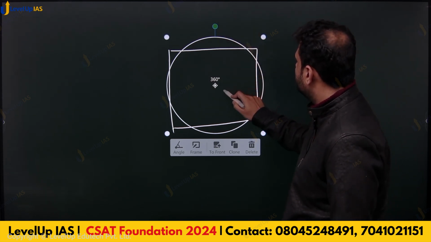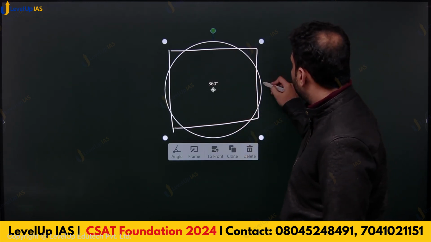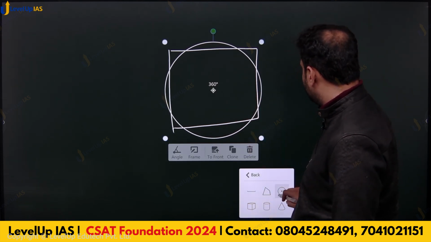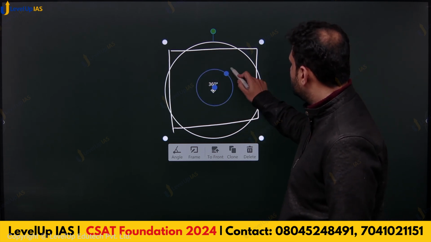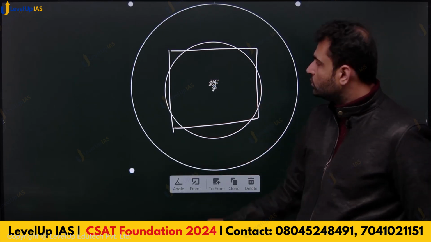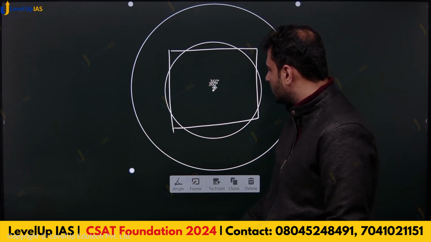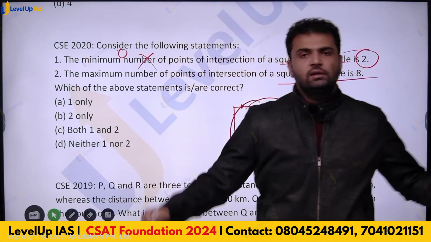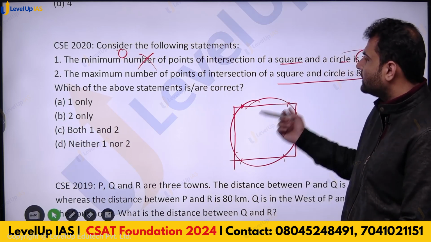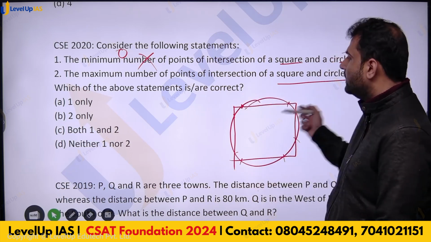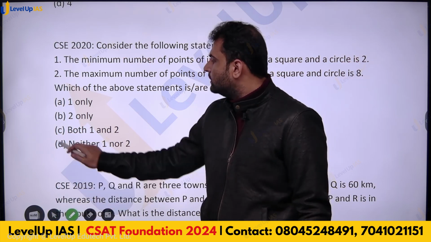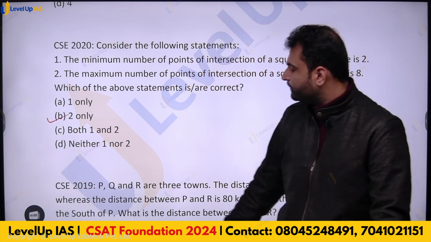After it, if I make the circle even bigger, so let me take another circle, then we can have 4 intersection or 0 intersection now again. So, if you keep increasing the radius of the circle, you'll have fewer intersections. If you decrease the radius of the circle, then also you will have fewer intersections. So, this is the maximum intersection case, which is indeed 8. So, statement 2 is correct. So, answer here is B, 2 only.